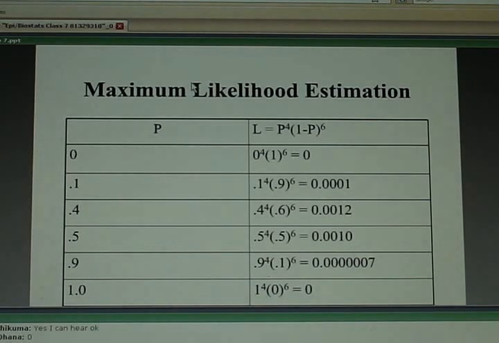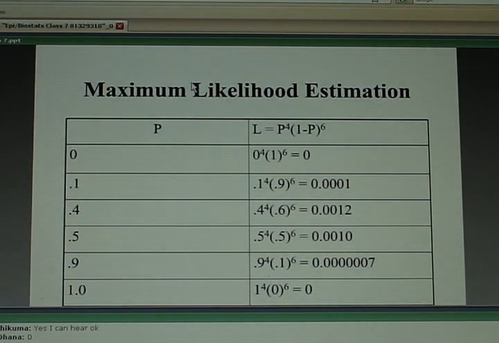And what you'll have is the number 0 multiplied by itself 4 times, multiplied by the number 1 multiplied by itself 6 times. We know that any number multiplied by 0 will give us an answer of 0. So the value for the likelihood when P is equal to 0 will be equal to 0.